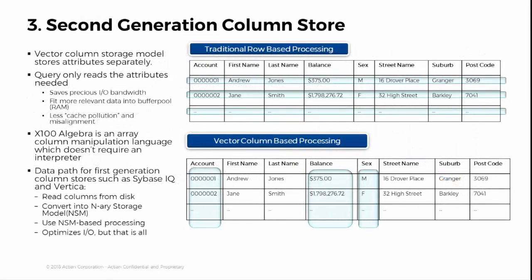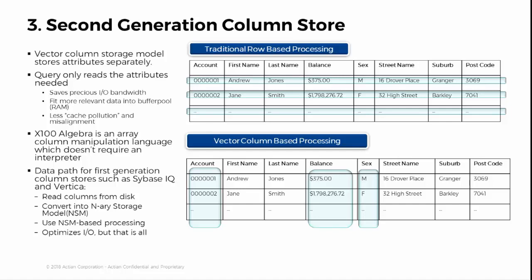Now let's take a closer look at what we mean by second generation column store. Many analytics solutions that were built specifically for analytics store data in a columnar orientation. And the reason for that is that the access patterns tend to be accessing columns of data as opposed to rows. If you look to the right-hand side of the screen here, you'll see an example of what I mean. So in this case, we're dealing with a bank account, and we've got the account number, the customer's names, their balance, their gender, the street name, the suburb or town they live in, and their postcode.